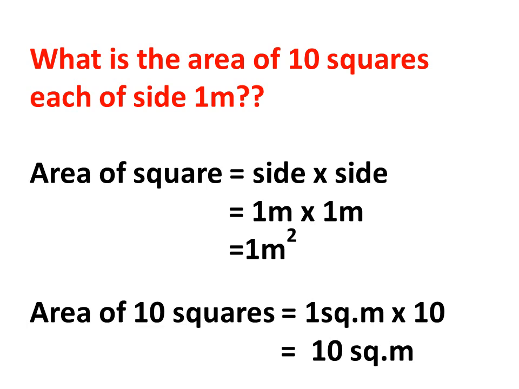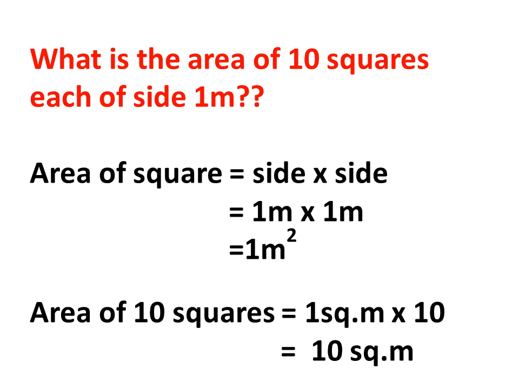Therefore, as asked in the question, we have to find the area of 10 squares. So, area of 10 squares is equal to 1 square meter into 10. Therefore, the answer will be 10 square meter.